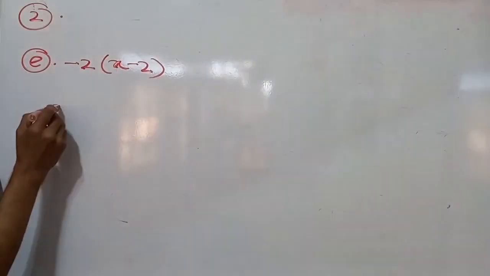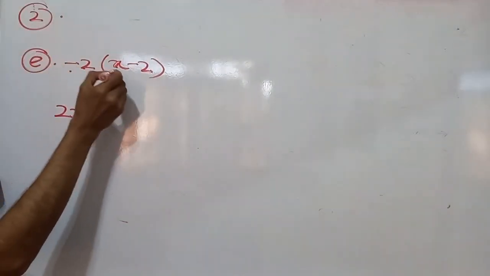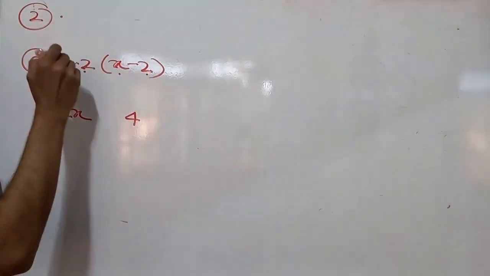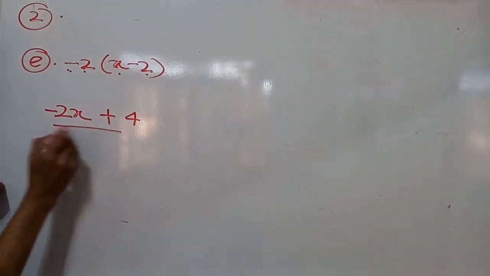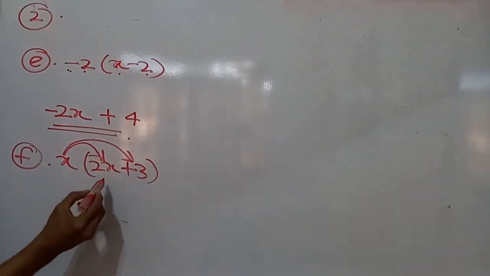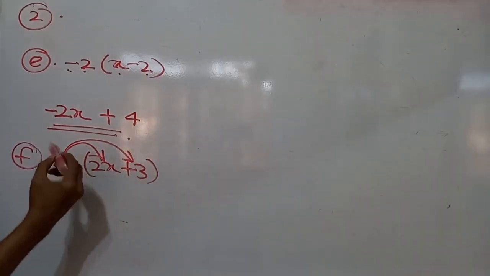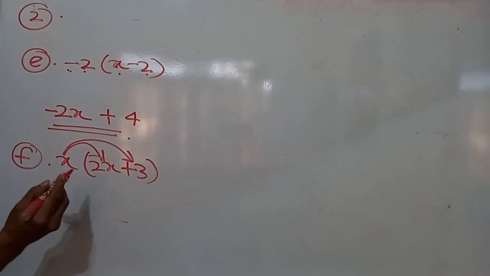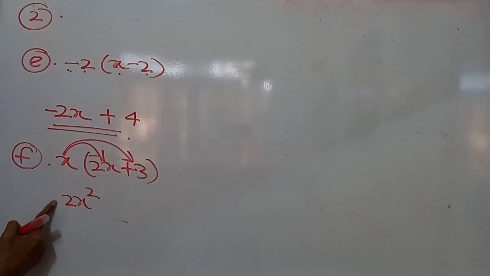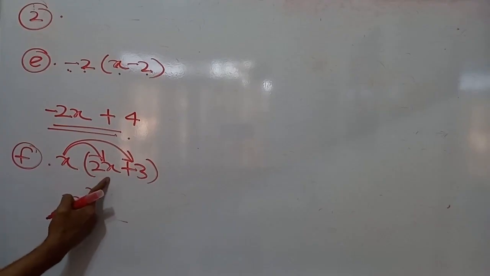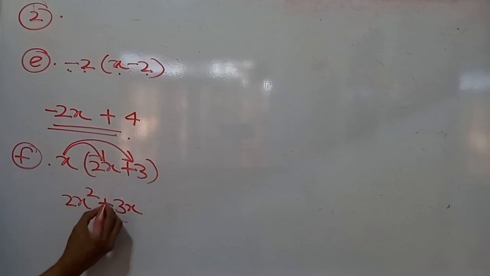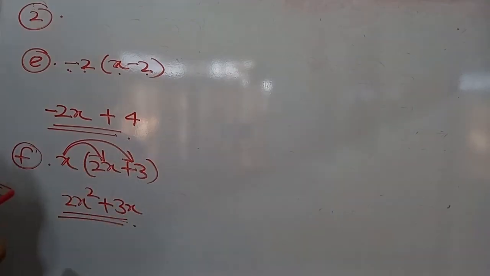So 2 times x, that is 2x. Negative times positive, that is negative. 2 times 2, that is 4. Negative times negative, that is positive. Right? So we must multiply the 2x and the 3 using x. So here x times 2x, that is what? 2x squared, and also that's a positive value. Why? Positive x, positive 2x. X times 3, that is what? 3x, positive into positive, that is also positive. So this is the answer.